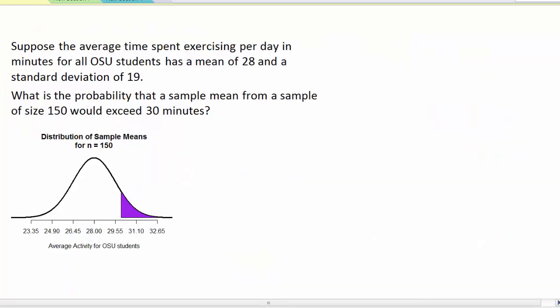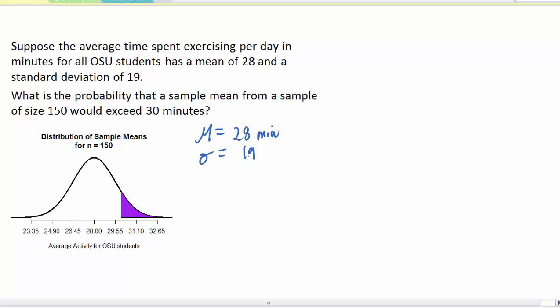In this video, I'd like to show you how you can use the central limit theorem and the TI84 to solve this problem. So suppose the average time spent exercising per day in minutes for all OSU students has a mean of 28 and a standard deviation of 19. This means that the mean is equal to 28 minutes and the standard deviation is equal to 19 minutes. What is the probability that a sample mean from a sample of size 150 would exceed 30 minutes?